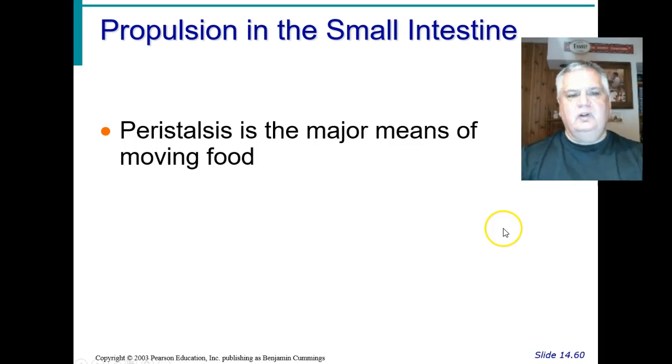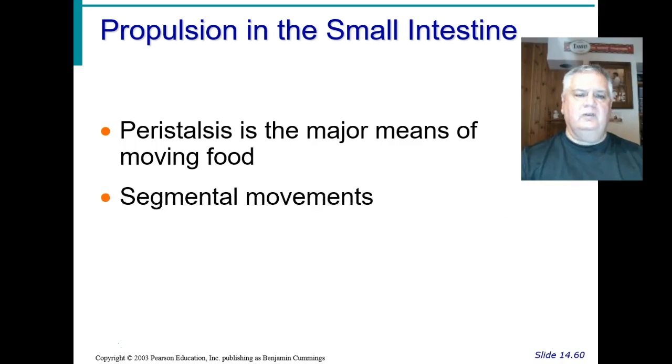Okay, how about propulsion in the small intestine? So how does food move through? Well, we really kind of already talked about this. There are two means of propulsion. Peristalsis, again, the wave-like contractions of smooth muscle tissue, is going to be the major means.